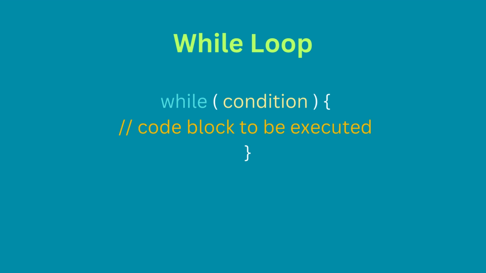Now, the while loop is a type of loop that executes a block of code as long as a specified condition is true. And the syntax of the while loop is as follows. Here the condition is an expression that evaluates to a boolean value, either true or false. The code block inside the curly braces is the body of the loop, which contains the statements that will be executed repeatedly, and the loop will continue to run until the condition becomes false.